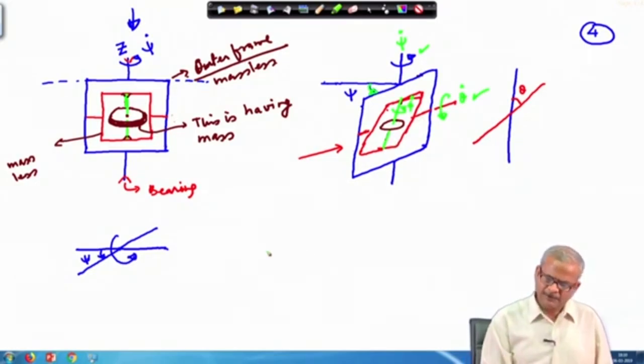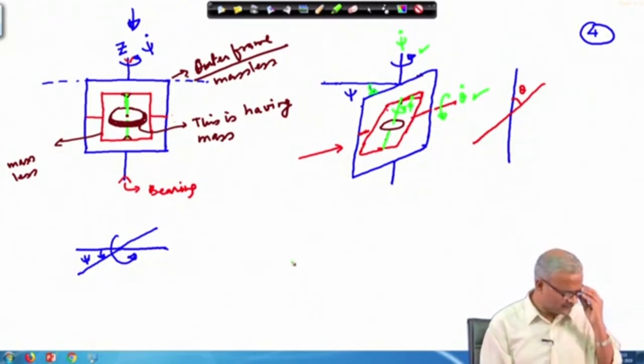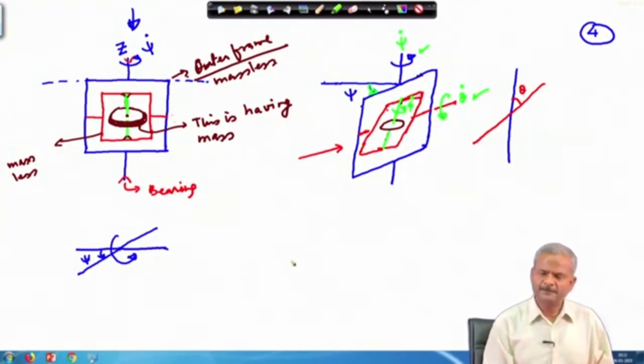Now, we are ready to discuss the gyroscope, what we have formulated. So, we will continue in the next lecture.